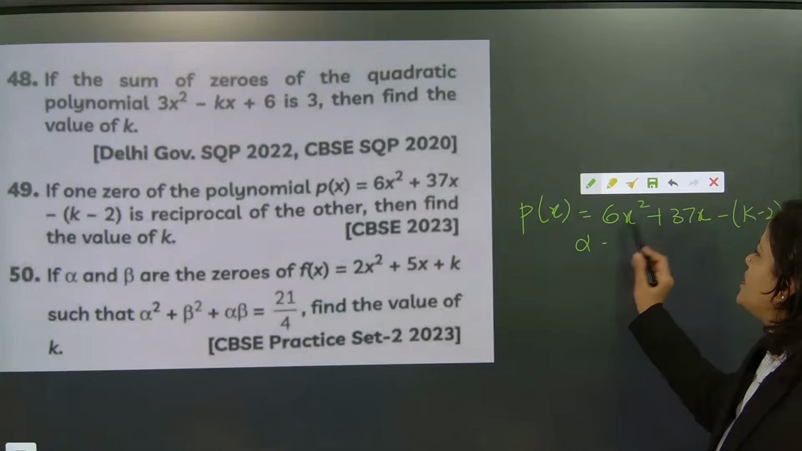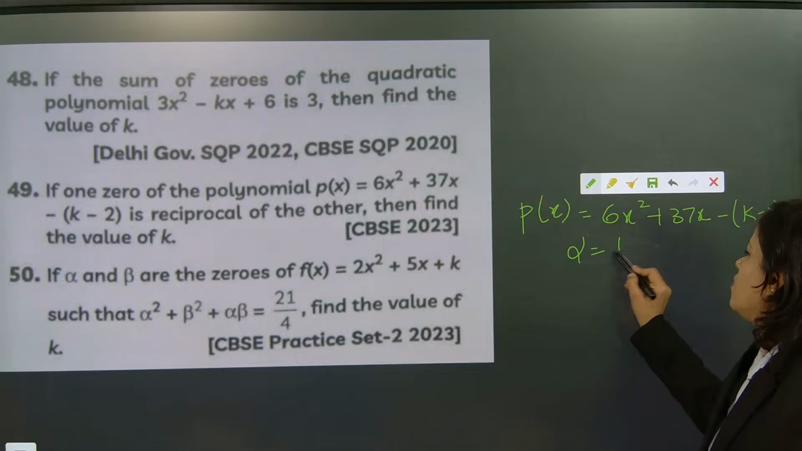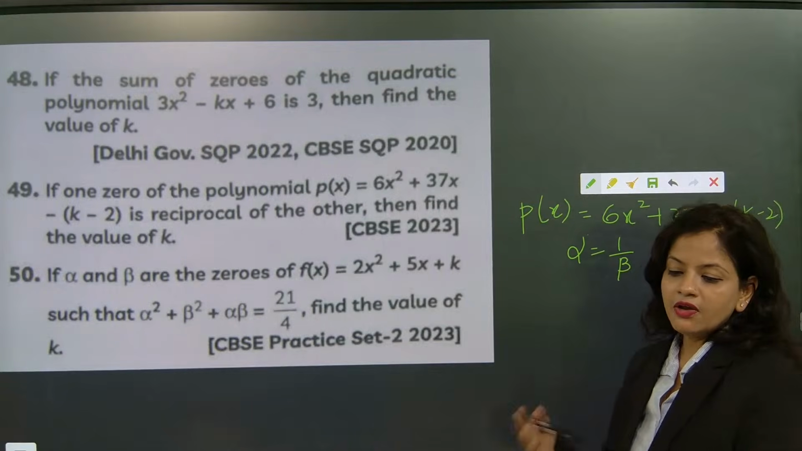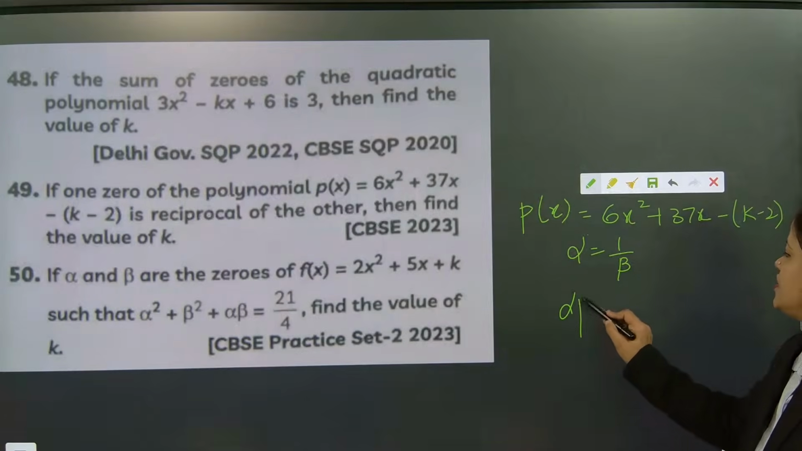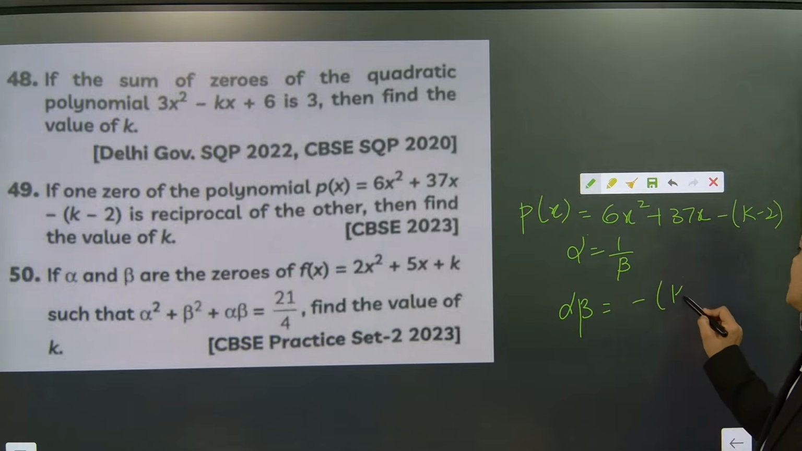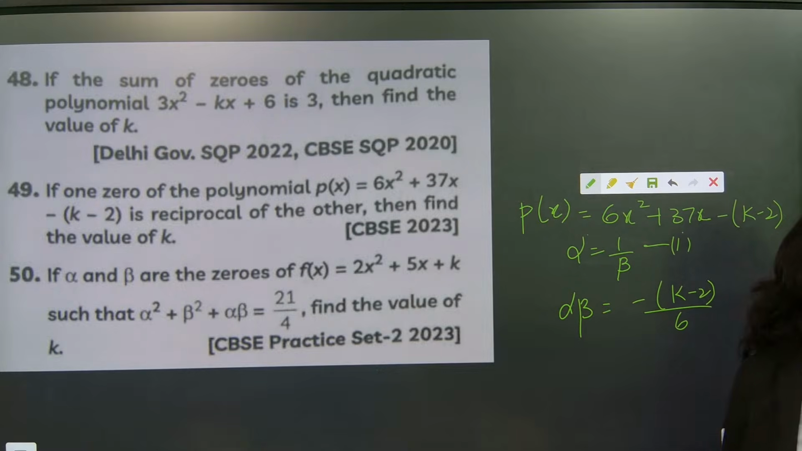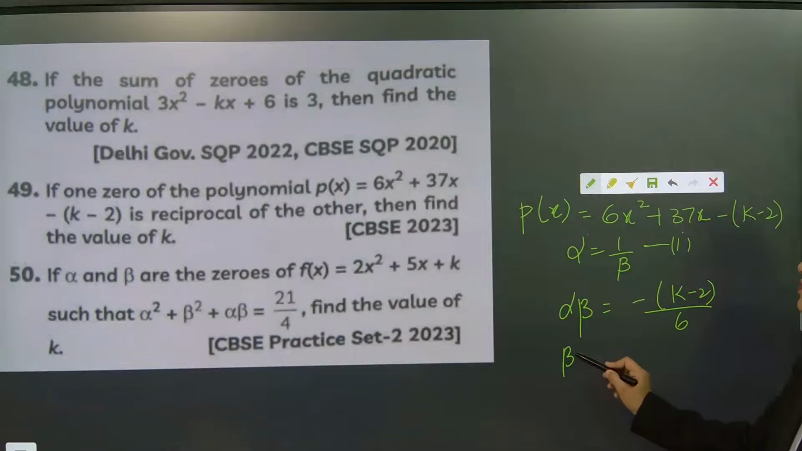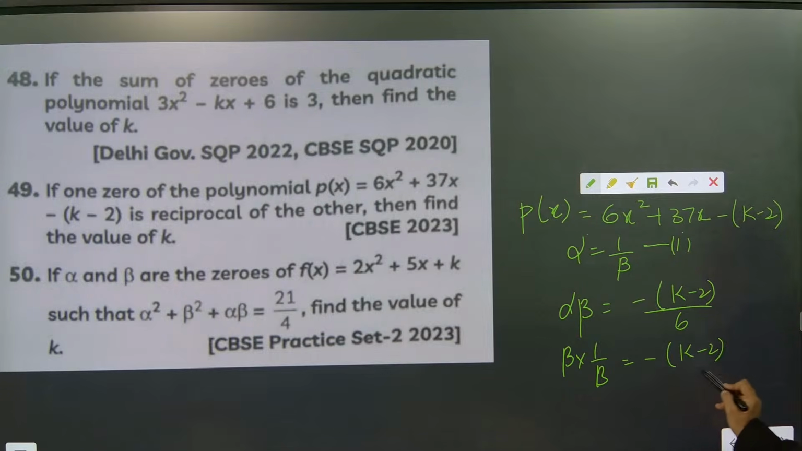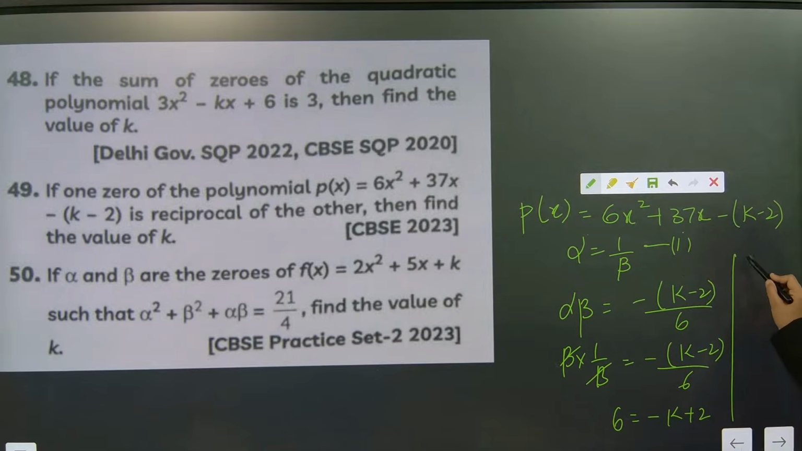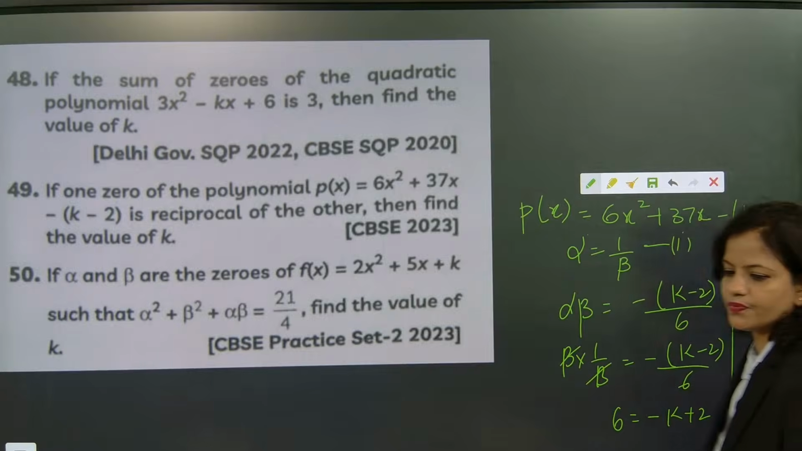So alpha and beta. Alpha is equal to what we have been given? 1 by beta. The product of the zeros is minus k minus 2 by 6. And since alpha is 1 by beta, can we substitute it instead of alpha? Beta into 1 by beta is equal to minus k minus 2 by 6. Cancel. So this 6 will shift there. It will become minus k plus 2. So 6 minus 2, 4, is equal to minus k. So k is equal to minus 4.